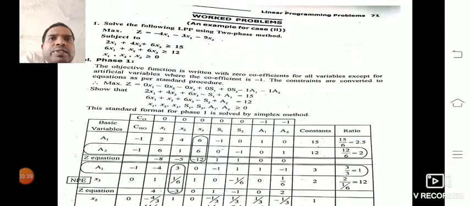Now this is the first LPP problem that we are going to solve by using the two-phase method.